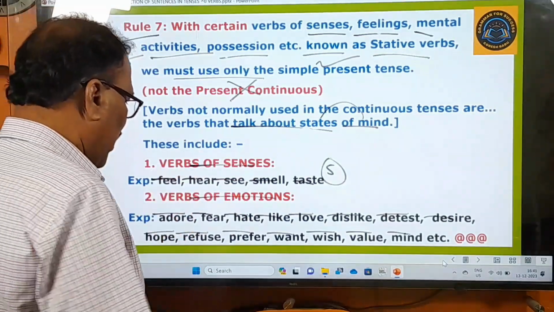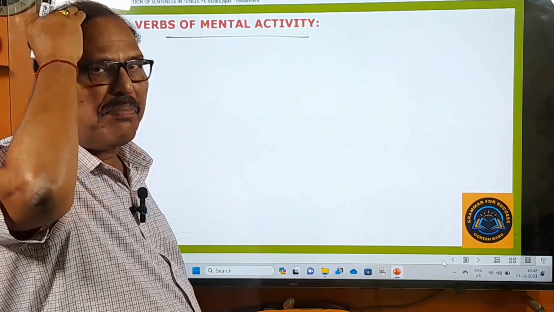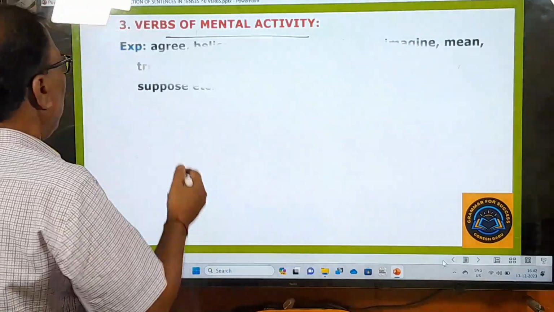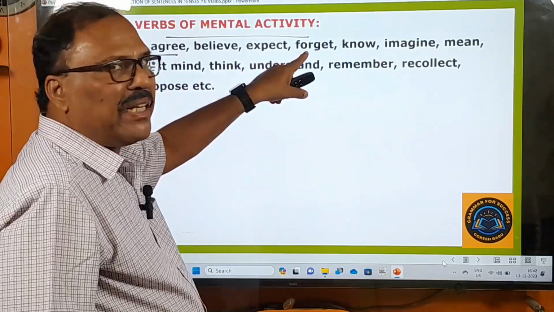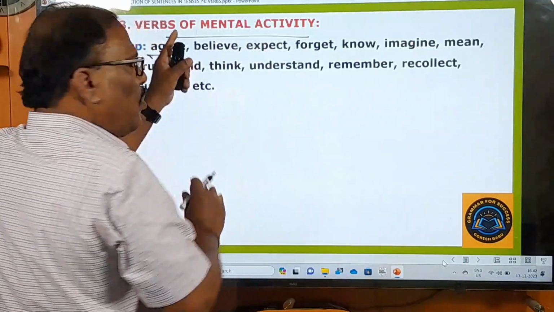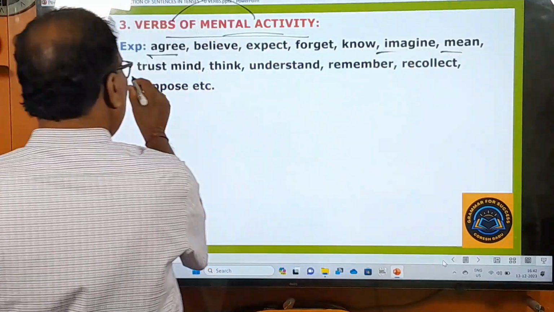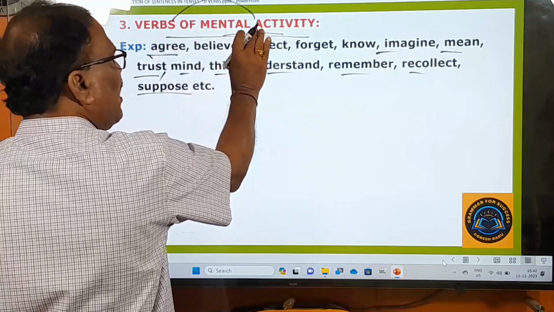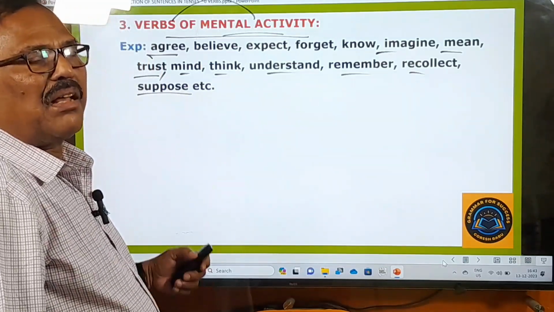These are the 2 kinds of verbs, and some more verbs are there. Let us see them also. And verbs of mental activity. For the verbs of mental activity, the action takes place only in the mind, not externally or outside. Here, agree: where does it take place? It takes place only in the mind. Believe, where does it take place? In the mind. Expect, forget: only in the mind. Imagine, know, knowing somebody, all these actions take place only in the mind. Therefore they are called verbs of mental activity. So imagine, mean, trust, mind, think, understand, remember, recollect, suppose: all these verbs are called verbs of mental activity, and they are also not normally used in the continuous tenses. They are used only in the simple present.